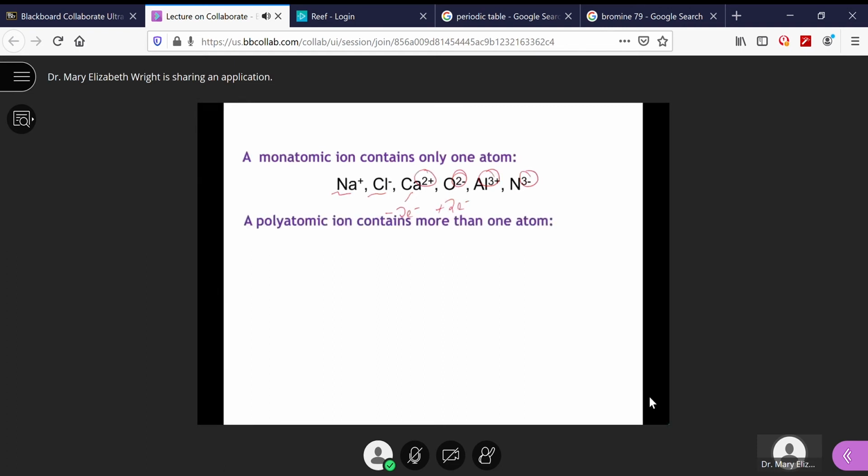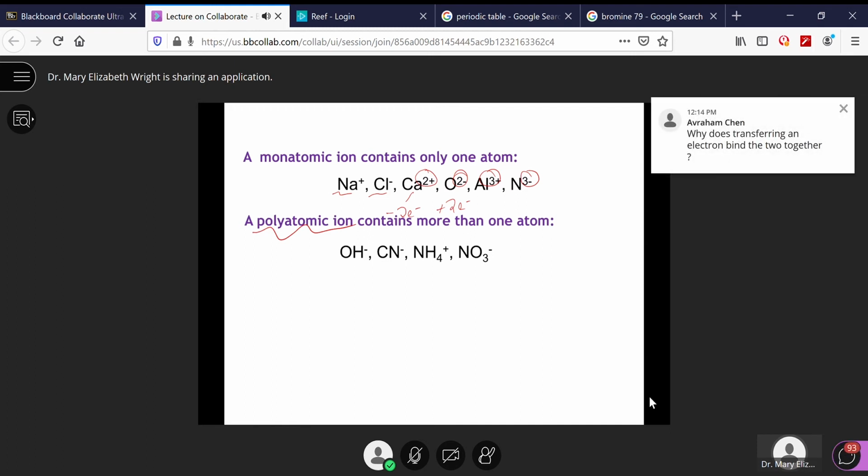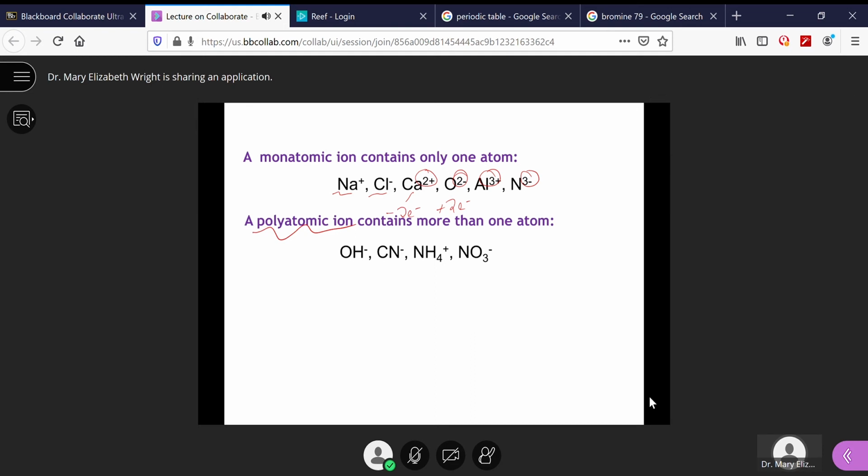Polyatomic ions contain more than one atom. These ones are going to be a lot trickier for you than the monoatomics. By definition, they're more complicated molecules. You're going to have to learn their names. You're going to have to learn their charge states. Learning about these is going to be a memorization exercise.